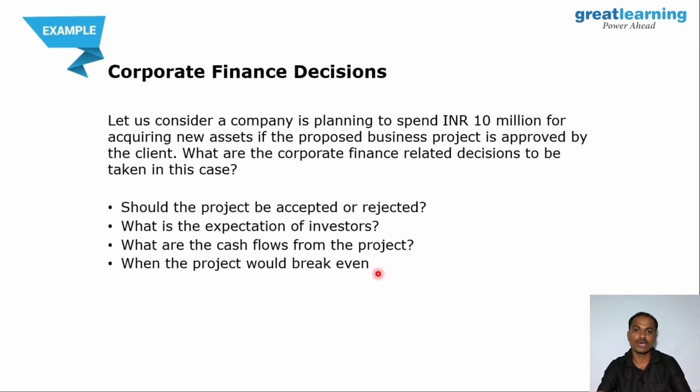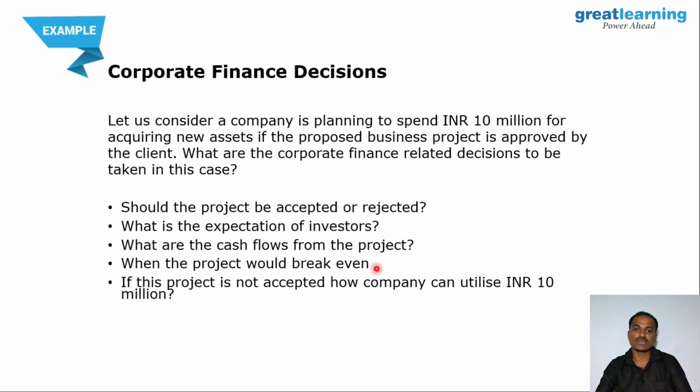Break even is nothing but no profit, no loss zone. That means this is the point at which the total cost incurred by the business and the total revenue generated will be equal. And beyond this point, the business will start generating profit. Until then, it was a loss, and after that, it would be profit. But the break-even point is no profit, no loss zone.